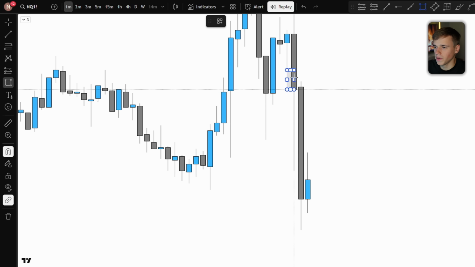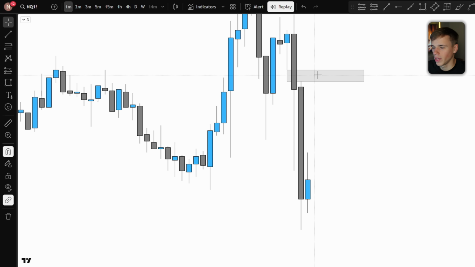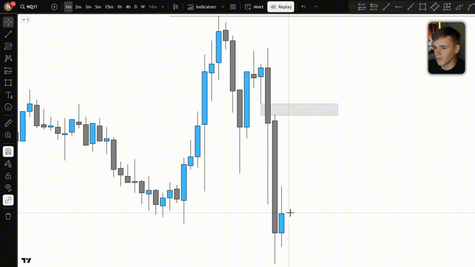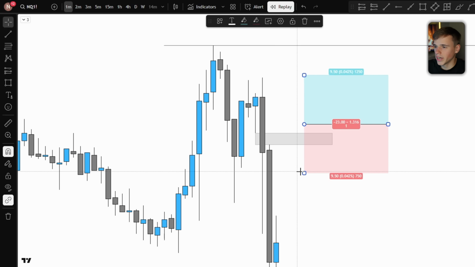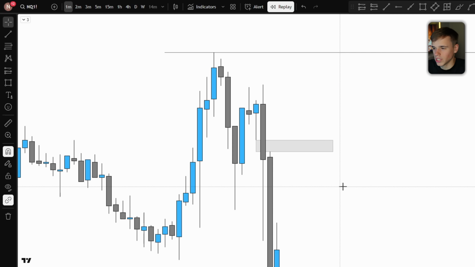So the closest fair value gap in the market on the 1 minute chart is actually this one up here. So if I want to enter a trade, I have to wait for the market to basically come up all the way here and then enter a trade from here to target maybe like negative risk to reward like this, which isn't good at all.